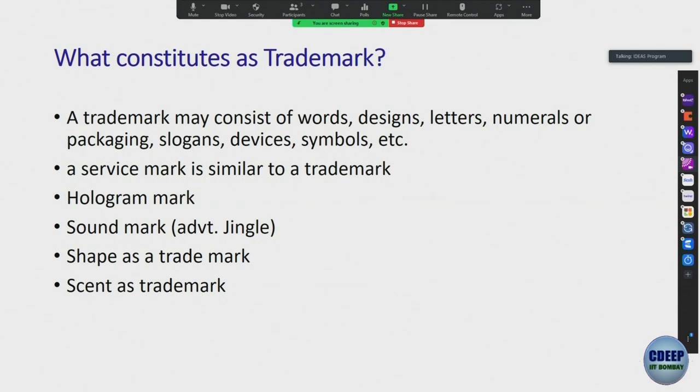There is a hologram mark. A lot of documents you will see, or even products with a hologram, which is very unique and specific to them. Sound mark, advertisement jingles. Famous film company, what is that? MGM Studios, the lion roaring, as a trademark. Shape as a trademark. Coca-Cola bottle, those ridges, a trademark. Scent as a trademark, which is a recent addition to the trademark. S H Kelkar and Company have a scent trademarked as Lata Mangeshkar.